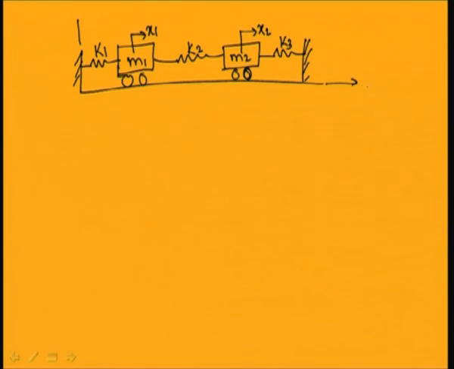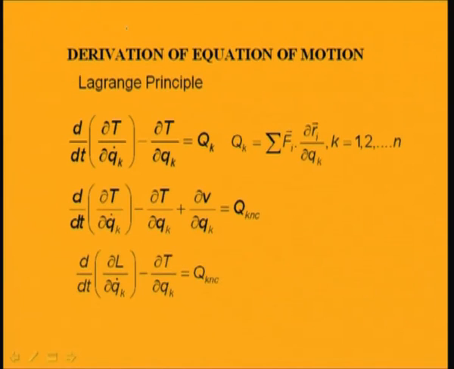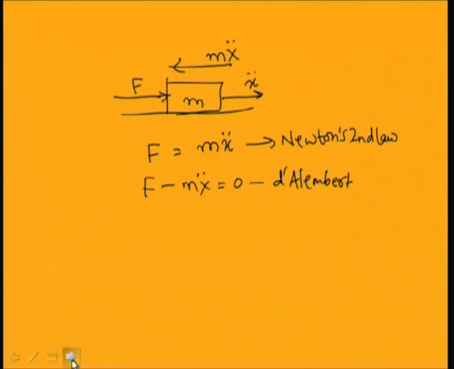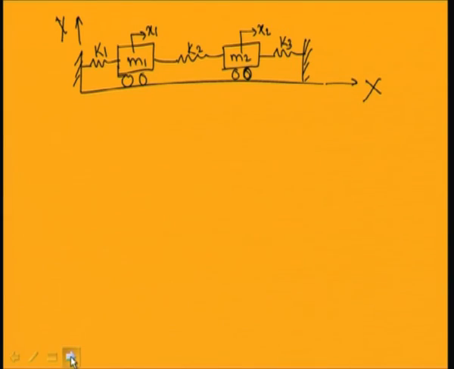For a physical coordinate system, I can take this as the reference axis, this as the x axis and this as the y axis. The equilibrium position from this end I can take as A, and from this I can take as B. So, the physical coordinates I can write equal to A plus x1 and B plus x2.